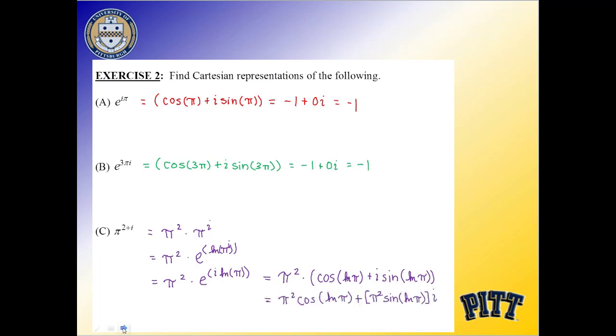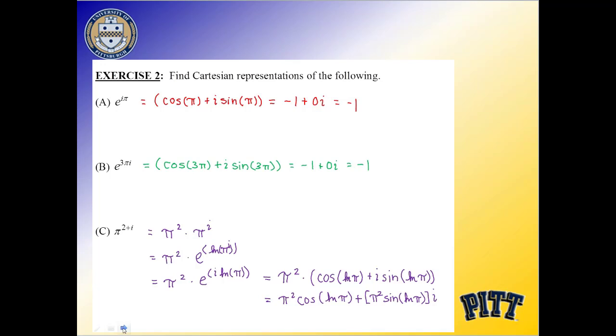Which means if I distribute the pi squared, I'm going to have an a value that's pi squared cosine of natural log pi. Now that would be a number. It's not going to be a very rational number, but it's going to be a number. And I have my b being pi squared times the sine of natural log pi. And that would be the way I would express the number.